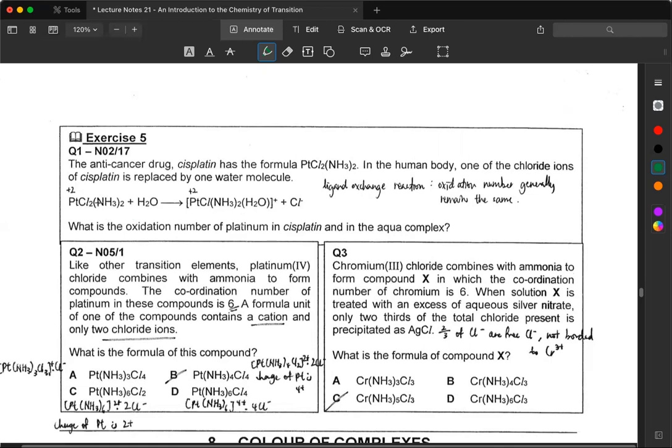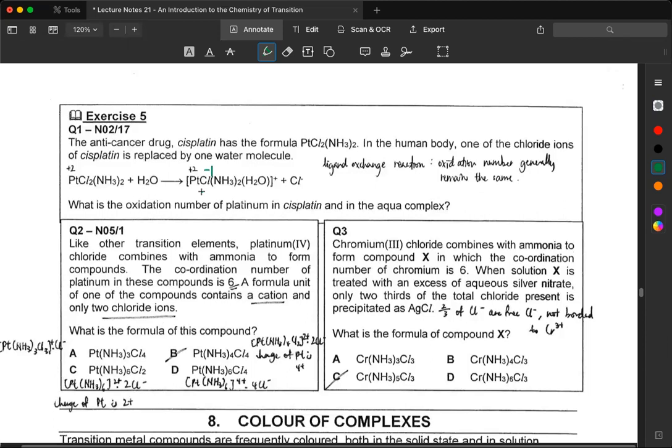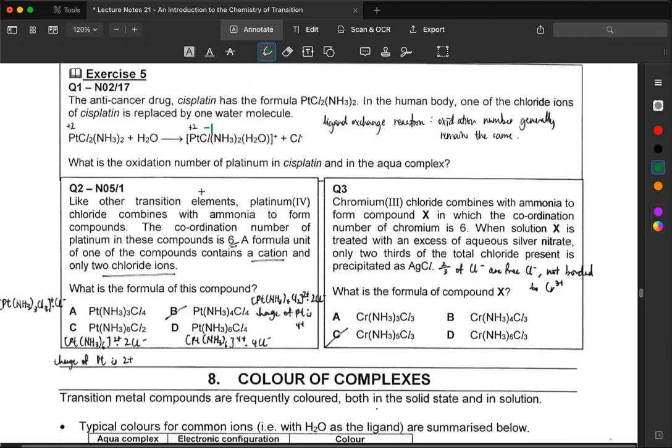You can calculate this. Chloride itself is -1, and this is a neutral compound, a neutral complex, so platinum will be +2. Here you have 1 chloride only, -1, and the overall charge is +1, so this is +2. So the oxidation number actually remained the same for platinum.